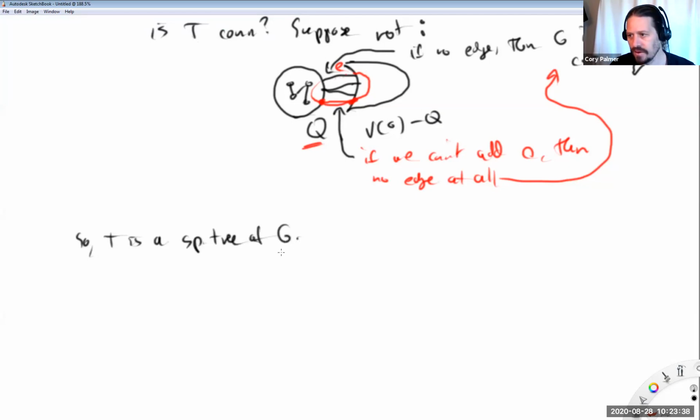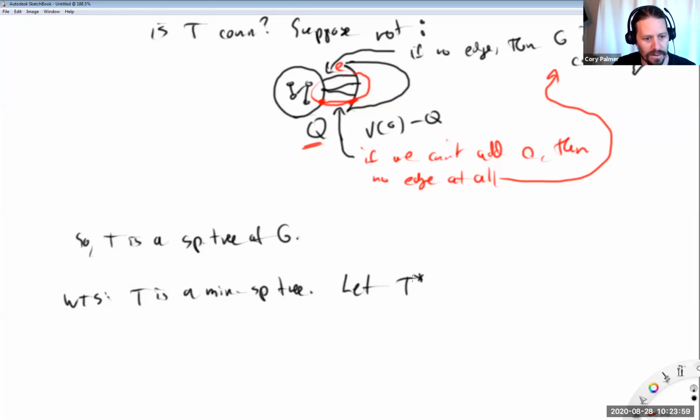Great. So it's of the type that we want, but is it minimal? Well, that's what we have to prove now. And this is the more interesting part of the proof: we want to show T is a minimum spanning tree, minimal among spanning trees. We know it's a spanning tree. So first, let T star be a minimum spanning tree.